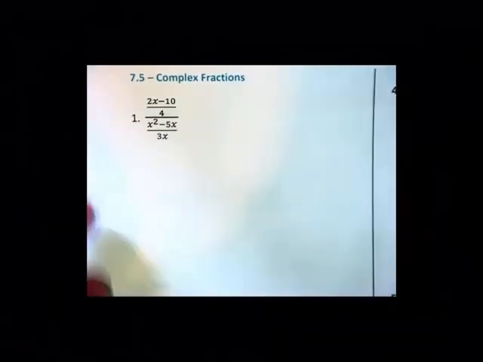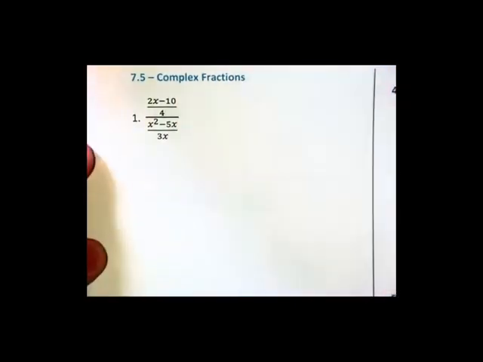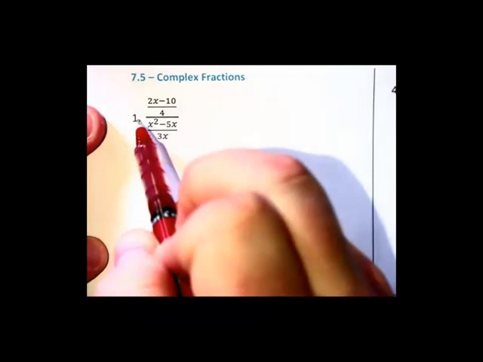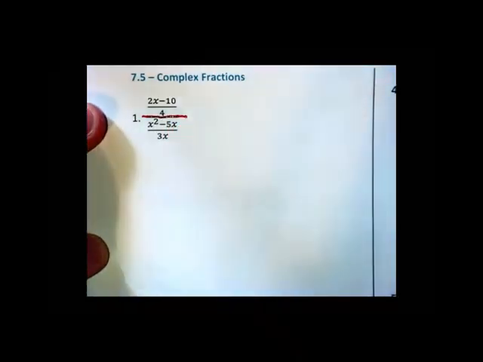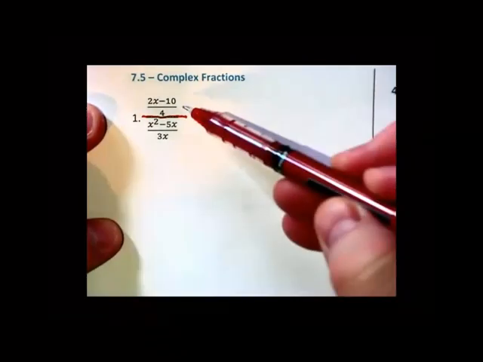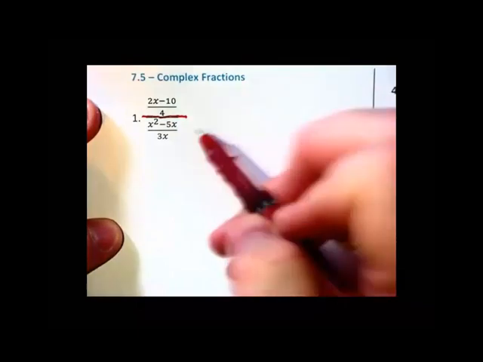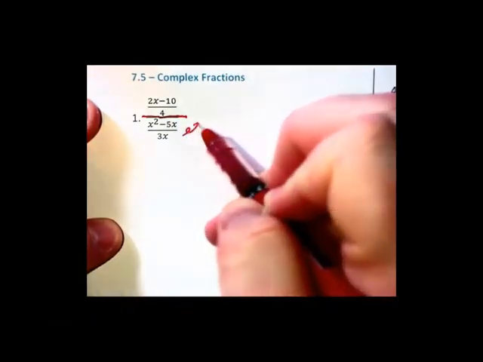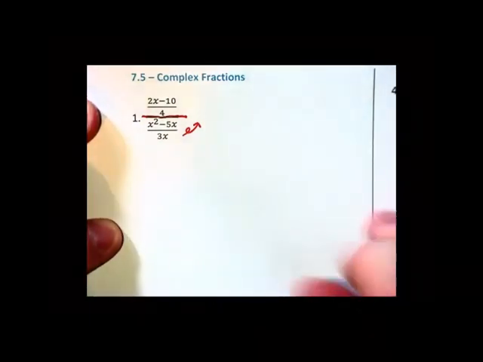Complex fractions do not necessarily mean difficult fractions. Instead, they mean fractions in which there is more than one division bar. I'm going to refer to this darker division bar as our main division bar, and we can see above it we have a fraction and below it we have a fraction. And we know that whenever we divide fractions, we're supposed to multiply by the reciprocal of the second fraction.